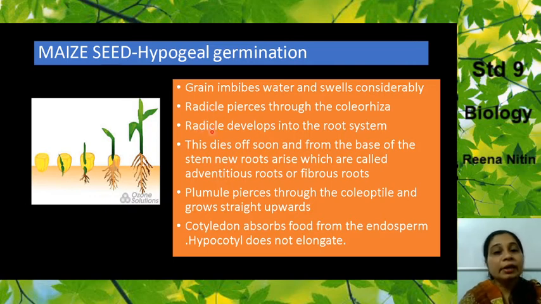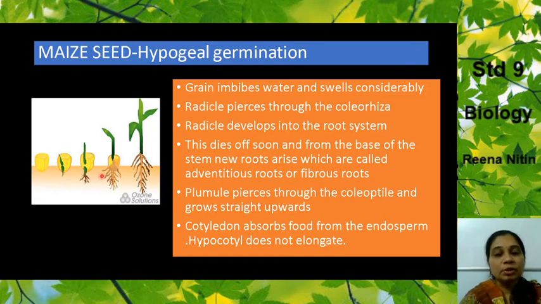Then the radicle develops into the root system. As you know, the radicle develops down into the root system. Now what happens in this maize plant is that this root system, the radicle, dies off and new roots start developing. They are known as the adventitious roots or the fibrous roots, as you have learnt before. So the radicle stops growing, it dies off, and what grows new is the adventitious roots.